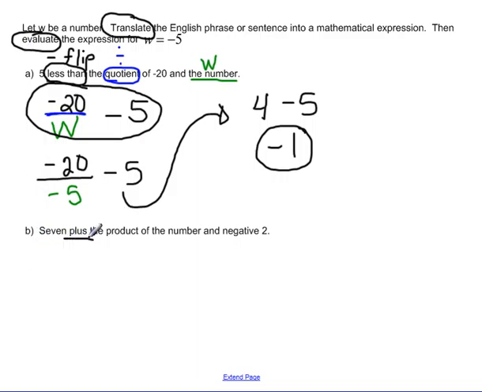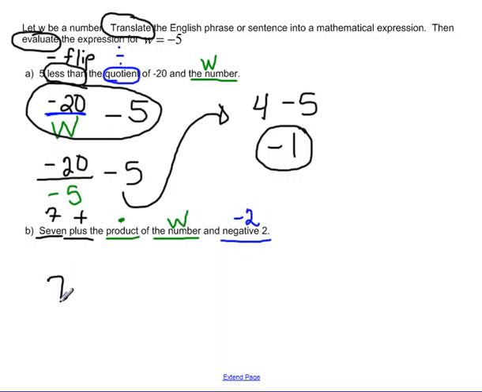7 plus, so certainly plus would mean addition, the product. Product means we're going to be multiplying. Multiplying what? The product of the number, well, we know the number we're dealing with is W, and then they tell us -2. And notice they put the negative in words, so we want to be sure that when we translate that out, we give that the negative sign there. So 7 plus. So let's go ahead and get that piece down. And notice, folks, there's that word 7, so I put the 7 there. Notice we basically have all the pieces. We just need to rearrange things a little bit.